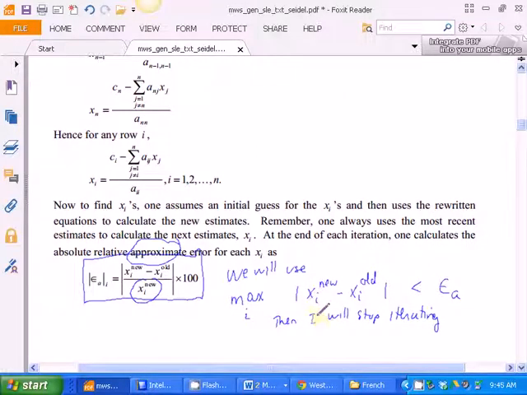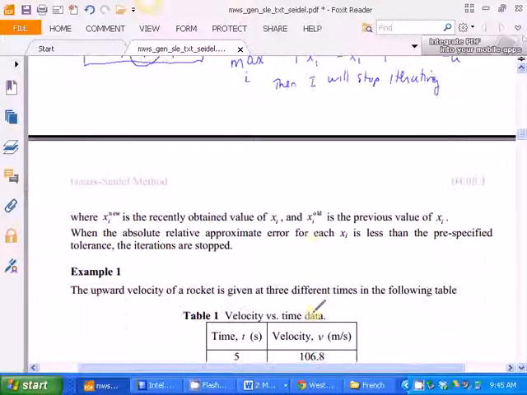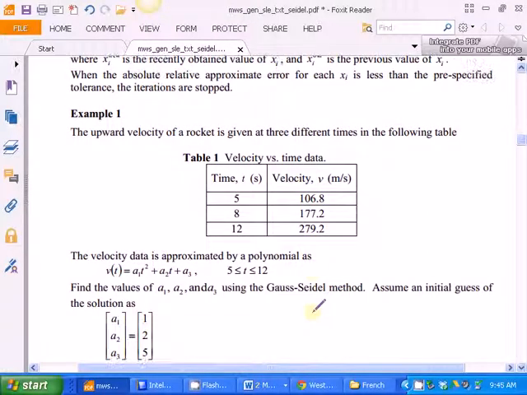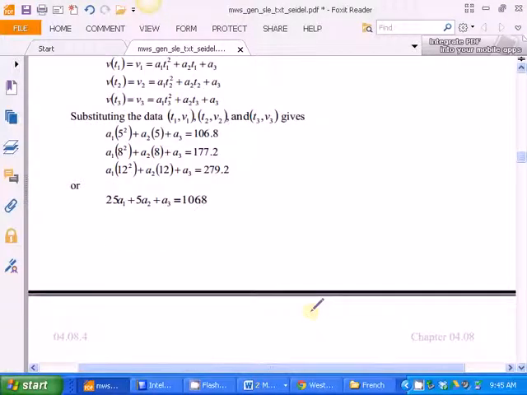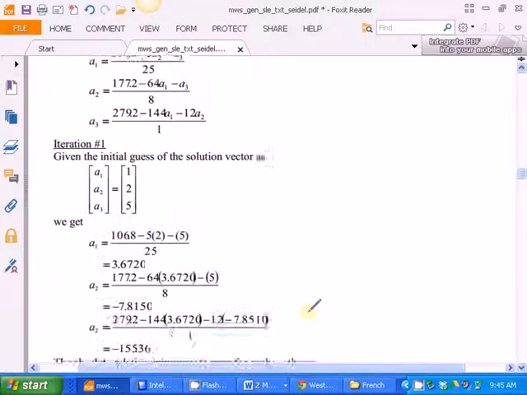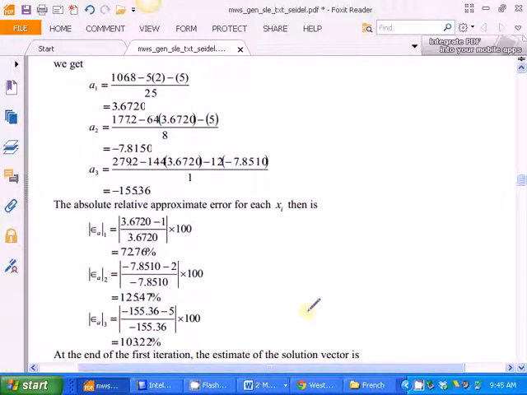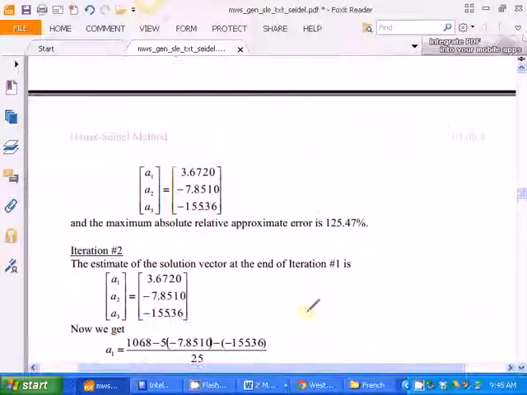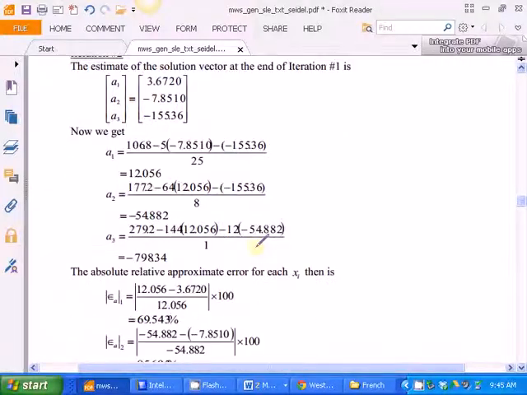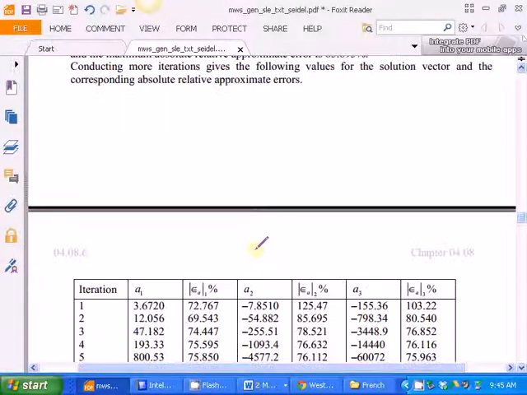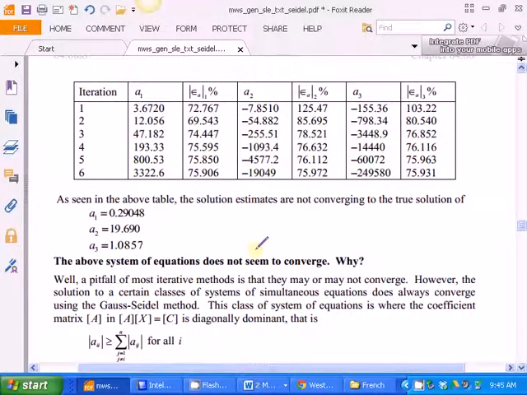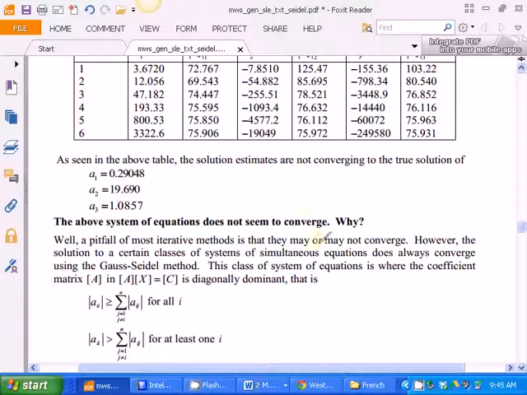Okay, well, let me go quickly through the rest of this document. Here, an example is done where the Gauss-Seidel method does not work. If you go through this example, you'll find out that it doesn't actually work. It's not getting closer and closer to a solution. The errors are not becoming smaller.